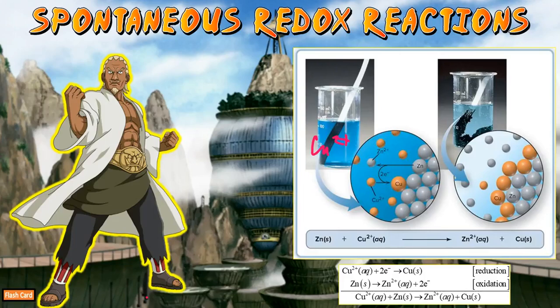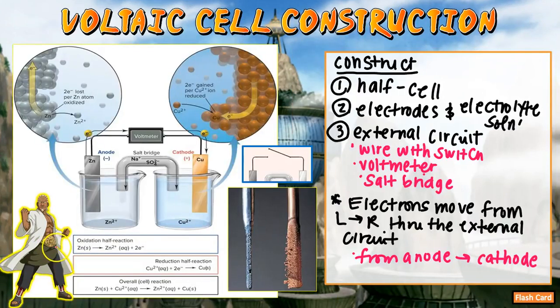The Raikage continues and states, when we physically separate the half reactions, meaning the oxidation and reduction reactions, and connect them by an external circuit, the electrons lost by zinc then will produce an electrical current as they travel through the circuit toward the copper ions that gain them. And we can visualize that here.